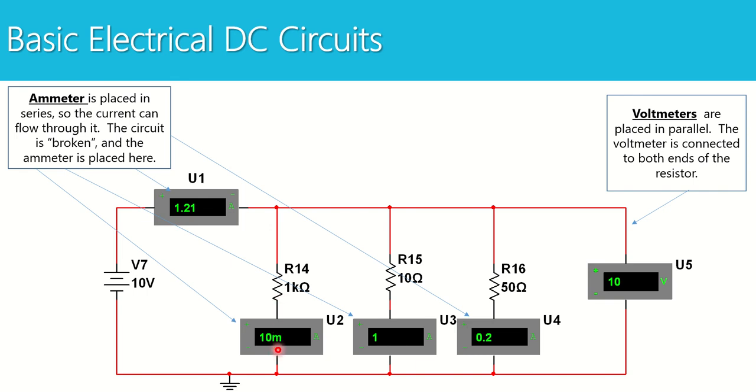And if I add up 10 milliamps plus 1 milliamp plus 0.2 milliamps, I get exactly 1.21 amps total. That's my current. And if I measure the voltage by connecting a voltmeter in parallel, I can see that the voltage across these resistors is 10 volts, like we said. So the voltmeter is connected to either end.